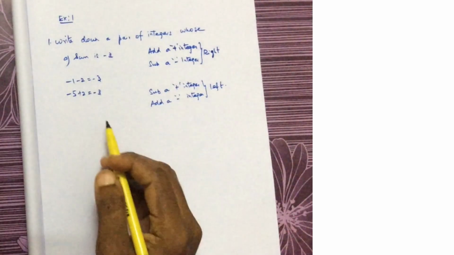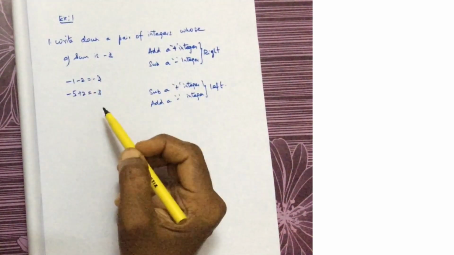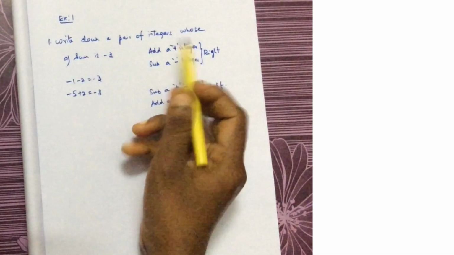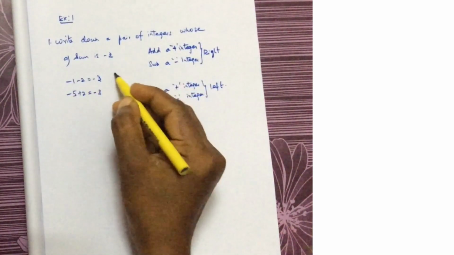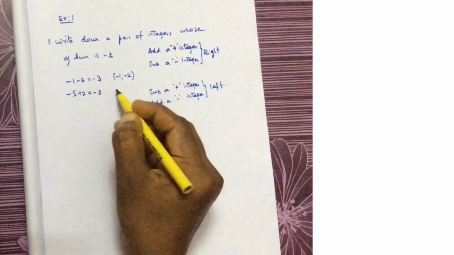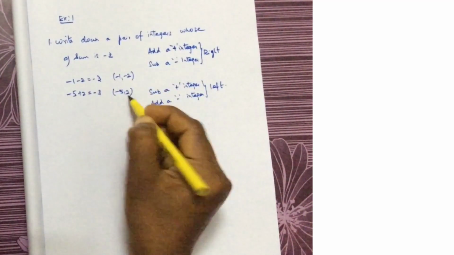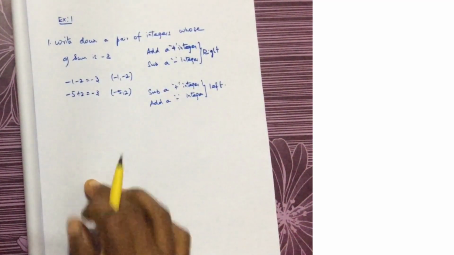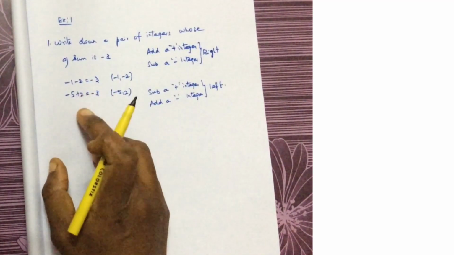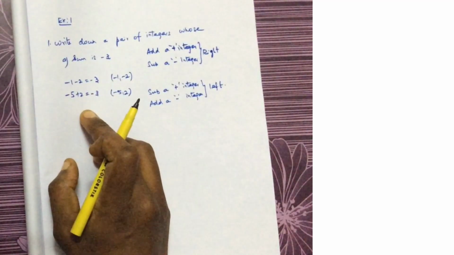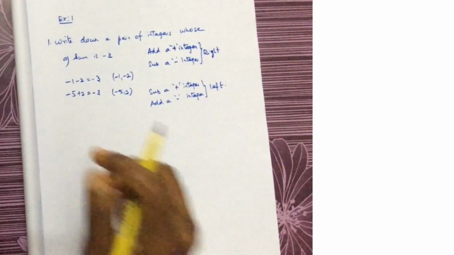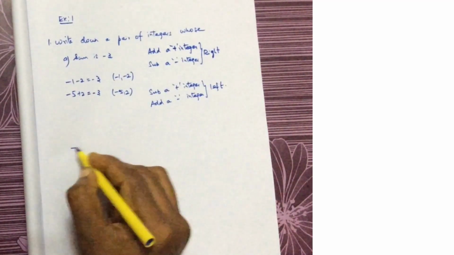Okay, now this is the problem we solve now. Write down the pair of integers whose sum is minus 3. The answer is here minus 1 and minus 2, here minus 5 and 2. Okay, if you know to write it directly, if you know these numbers, you can do, no problem. Suppose you don't know how to get these numbers, then you can solve using a number line. Let me show how that is.